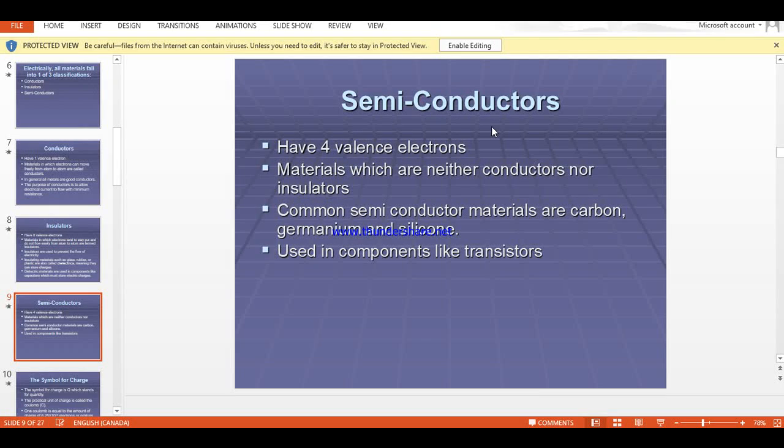Now, moving towards semiconductors. Semiconductors have 4 valence electrons. Semiconductors are materials which are neither conductors nor insulators. Common semiconductor materials are carbon, germanium and silicon, used in components like transistors.